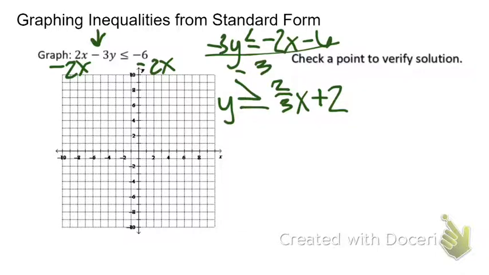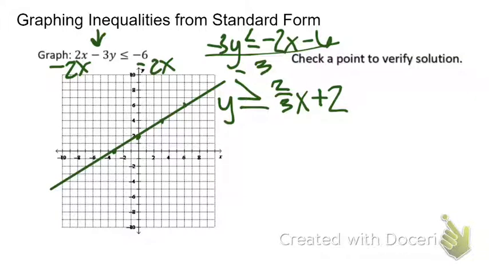So that symbol will flip, that will impact the shading. If I was doing the intercepts, your x-intercept when y is 0 would be negative 3, and your y-intercept would be positive 2. And you can see there from positive 2 that would be a slope of 2/3. It is or equal to, so I would draw it as a solid line because it can be equal, so the line is part of the solution.